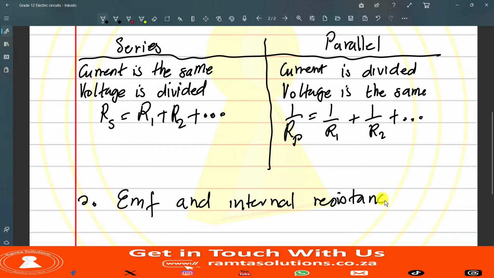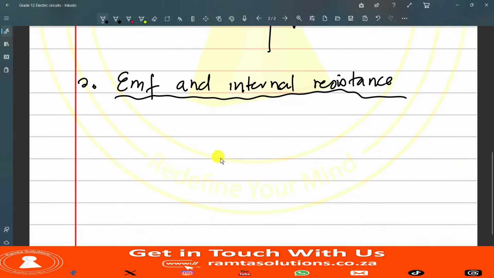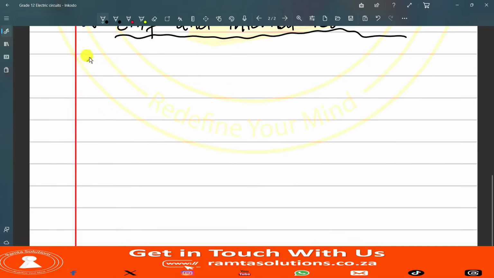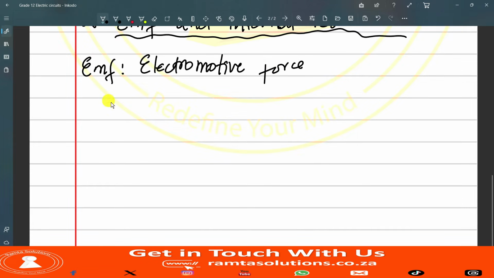Okay, so now we're looking at the EMF and the internal resistance. Let's talk about EMF first. What is this EMF? It is what we call electromotive force. But what is it? This is the total work done by the battery per unit charge. Or you can say it is the potential difference measured across the battery when no current is flowing.